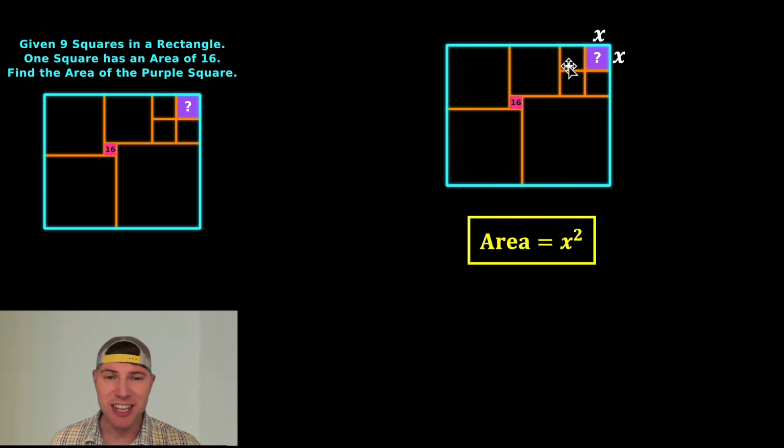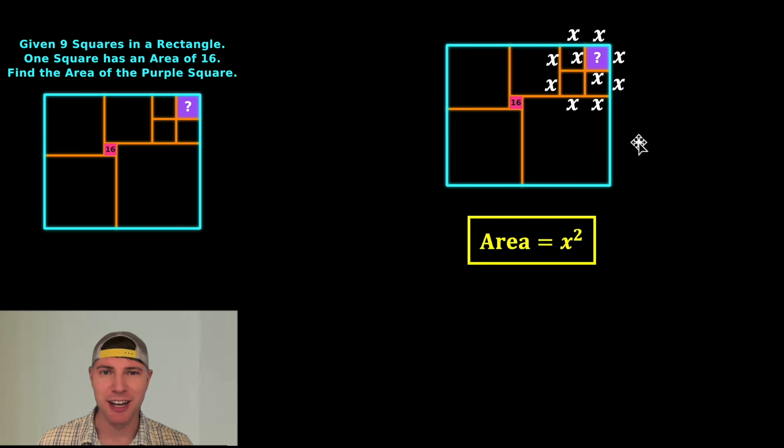First, let's focus on these 4 squares. They're all going to be the same size as this purple square. So all of the sides of all 4 of the squares are going to be equal to x. Next, let's focus on this square right here. Since this is x and this is x, this square has side lengths of 2x. So the top will be 2x and this left side will be 2x.